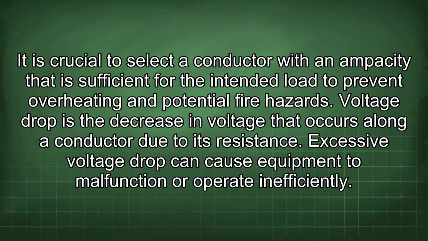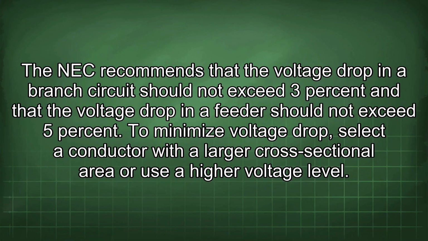It is crucial to select a conductor with an ampacity that is sufficient for the intended load to prevent overheating and potential fire hazards. Voltage drop is the decrease in voltage that occurs along a conductor due to its resistance. Excessive voltage drop can cause equipment to malfunction or operate inefficiently. The NEC recommends that the voltage drop in a branch circuit should not exceed 3% and that the voltage drop in a feeder should not exceed 5%. To minimize voltage drop, select a conductor with a larger cross-sectional area or use a higher voltage level.